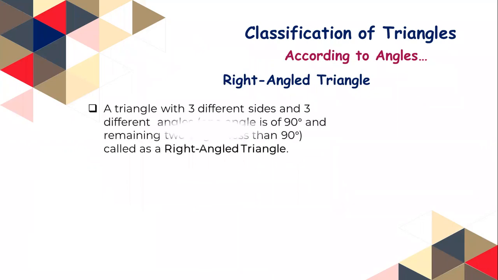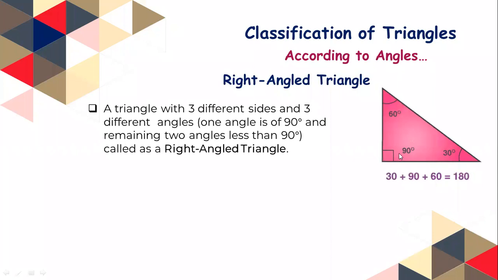A right angle triangle is a triangle with three different sides and three different angles, but one angle is 90 degrees and the remaining two angles are less than 90 degrees. Here is an example. One angle is 90 degrees, the remaining two are less than 90 degrees, but all sides are unequal in measurement, so it is called a right angle triangle.